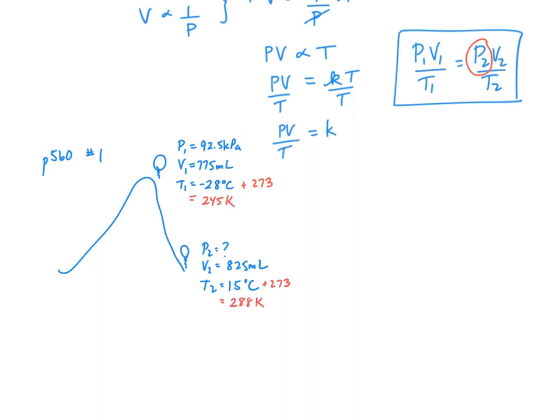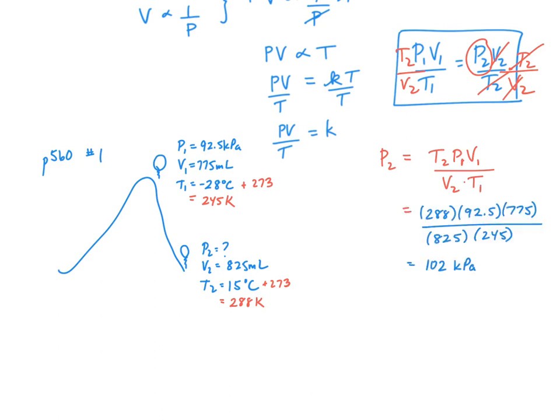Okay, so I've added on 273 to get my Kelvin temperature. Just to show you how I isolate P2, I will multiply on both sides by T2, which will cancel it on the right side. And now I have V2 in the way, so I'll divide by V2 on both sides, and that will get rid of V2. So ultimately what I finish with here is P2 equals T2 times P1 times V1 over V2 times T1. And so we discover that the pressure at the bottom of the mountain is 102 kilopascals.